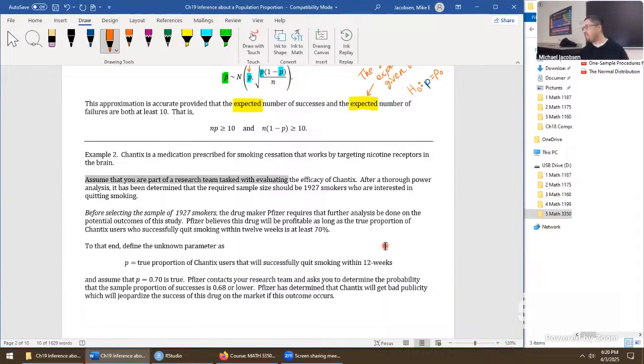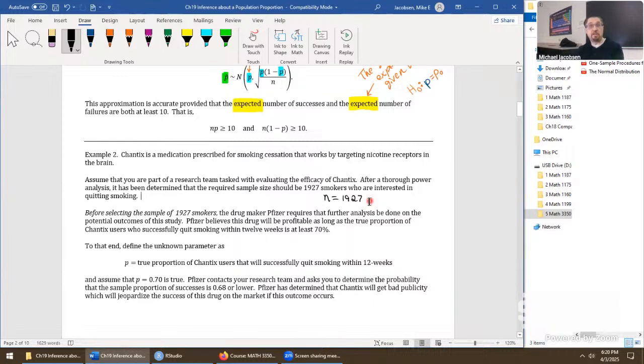You're tasked with evaluating the efficacy of Chantix, but not in the general population. You're testing this out first, doing trials. And you don't just do trials willy-nilly. They say, after a thorough power analysis, it has been determined, this is going to be for our first trial of this drug, that the required sample size should be 1,927 smokers who are interested in quitting smoking. They might be targeting power at, say, 99%, something along those lines. So n is 1927.